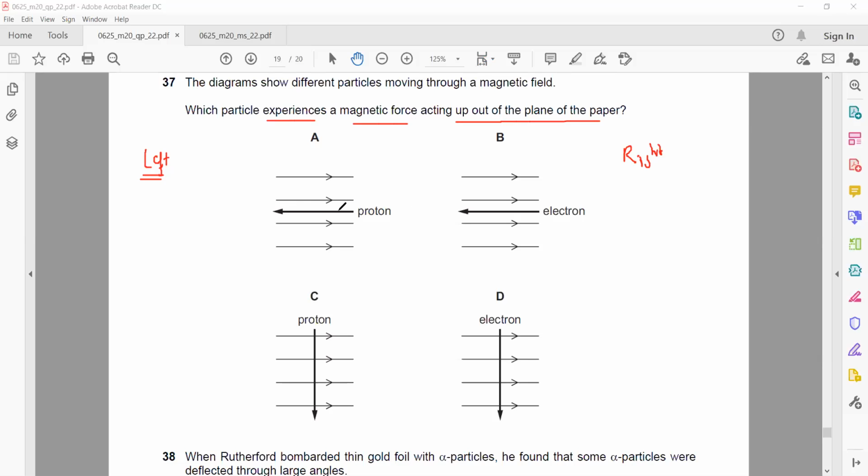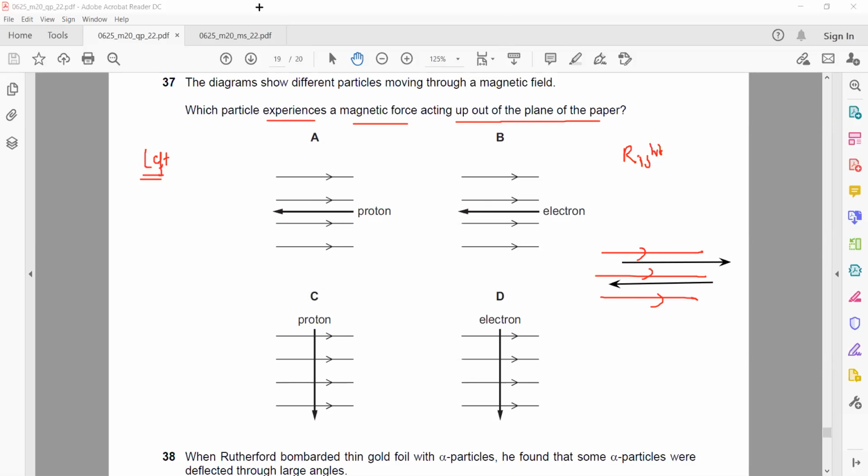But the thing is, when the particles are moving parallel to the magnetic field, they will not experience force. They should move perpendicular, or 90 degrees. Parallel or anti-parallel, it will not experience force. Like for example, if this is a magnetic field and the particle is moving parallel or anti-parallel, like this is parallel to the magnetic field, this is anti-parallel. In both cases, the particle will not experience any force because it should cut the magnetic field. So how can it cut the magnetic field? By moving perpendicular to the magnetic field.